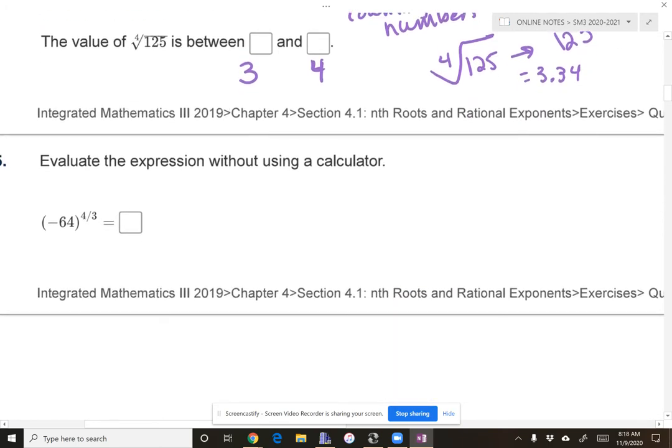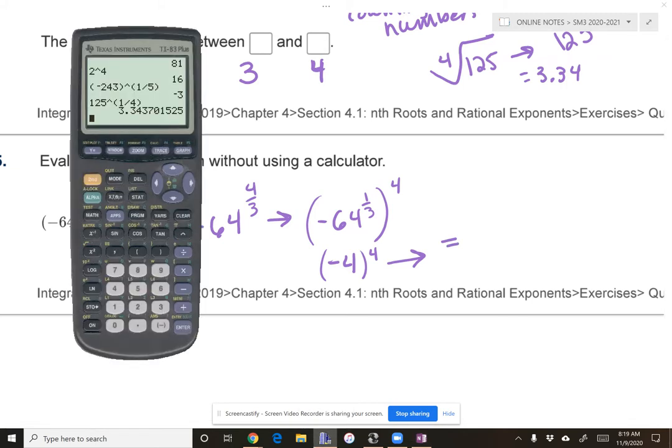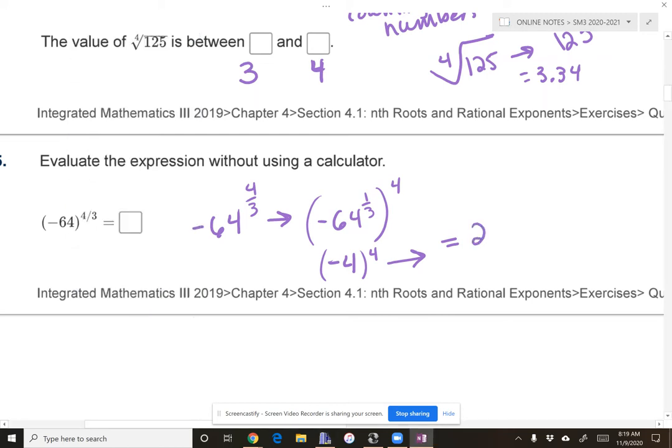Okay, number 5, evaluate the expression without using a calculator. What they would like you to do here is understand that this is the same thing as negative 64 to the 1/3 to the 4th. So what times what times what is 64? And that is negative 4. And we raise that to the 4th. And we get negative 4. I gotta do it in parentheses. Negative 4 to the 4th is 256.